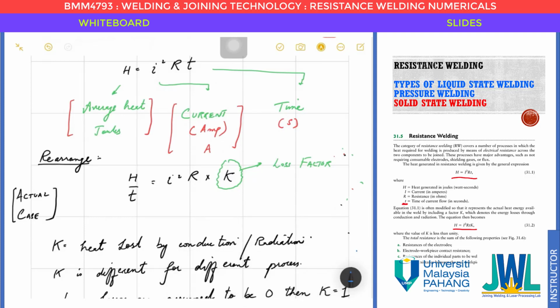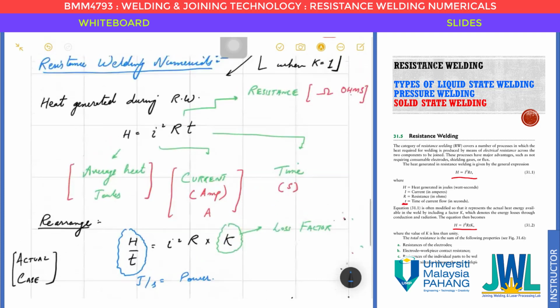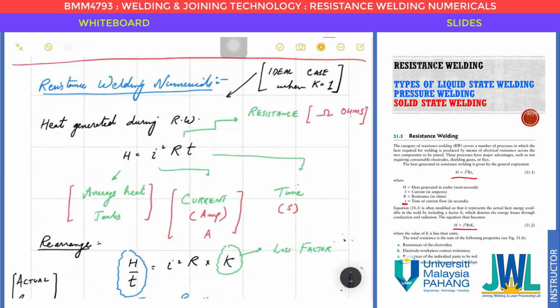So when we rearrange, H over T is equal to I square R into K. And H over T, as you know, is heat energy per unit time. So this is joules per second, and joules per second is called power. Power is the rate of doing work, meaning energy per unit time. This is the only formula which is basically used for resistance welding.